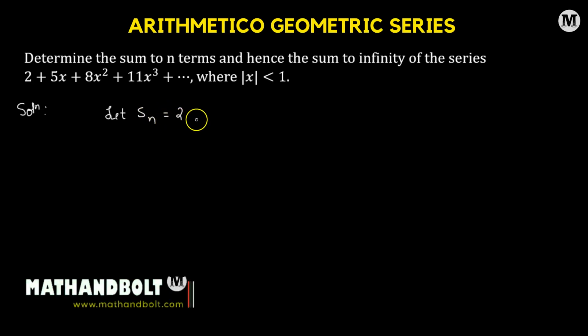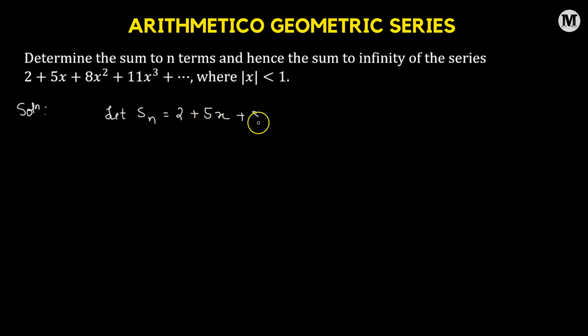So we have 2 plus 5x plus 8x squared plus 11x cubed and the rest of the terms. Now this particular series is neither an arithmetic series nor a geometric series. It's not an arithmetic series because we do not have a common difference. We can take any term and subtract a previous term from it, and that difference is not going to stay fixed. Similarly, it's not a geometric series, because we do not have any common ratio here.